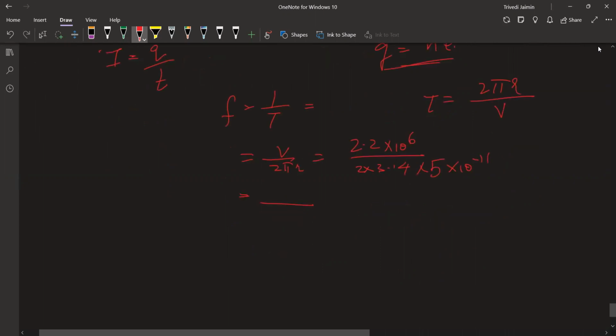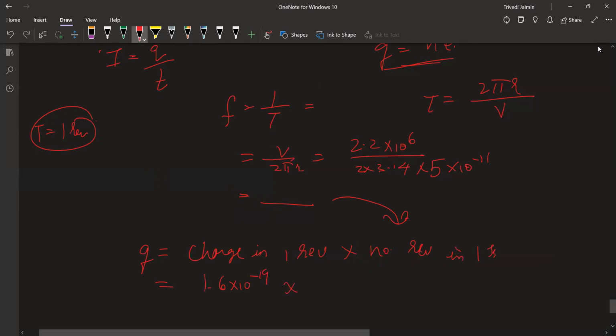I need Q. Q is charge. Here time period we take for 1 revolution. Charge in 1 revolution into total number of revolution in 1 second. So that means we'll find this revolution here. And there is charge, it is 1.6 into 10 to power minus 19 into this value.